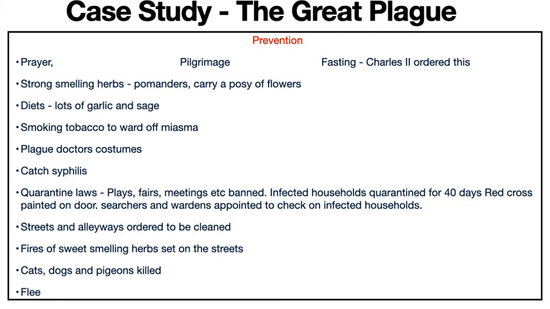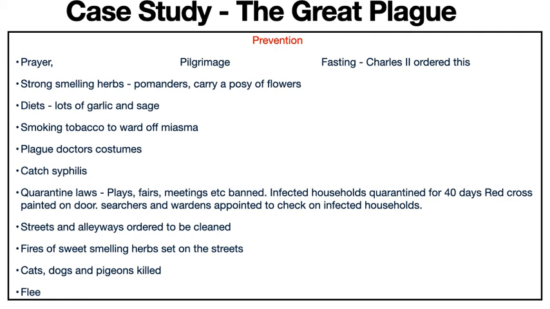We also get quarantining in this period. So famously, infected households were quarantined for 40 days and a red cross was painted on the door. Now the government took a larger role in this quarantine, which meant it was more successful than in 1348. For example, the government appointed searchers and wardens to check on infected households and make sure that nobody was leaving them. They also sent round people to collect the dead.